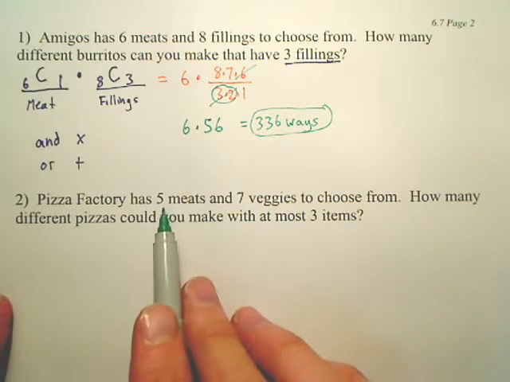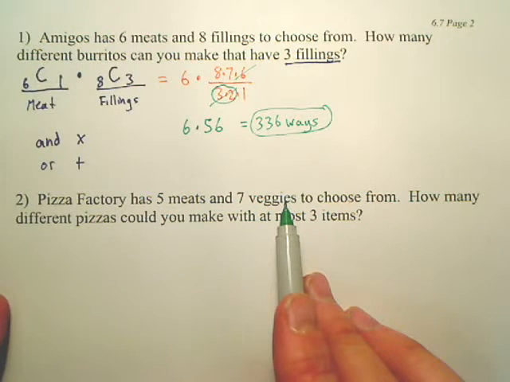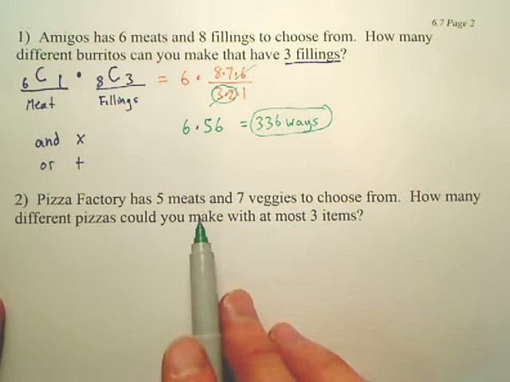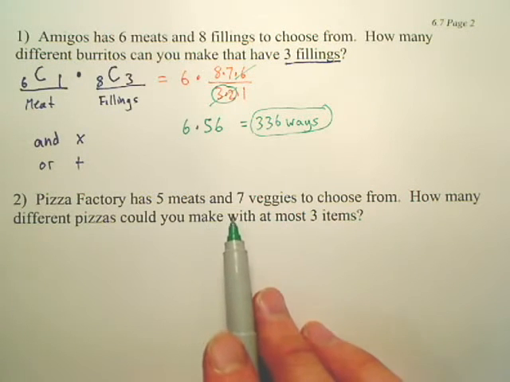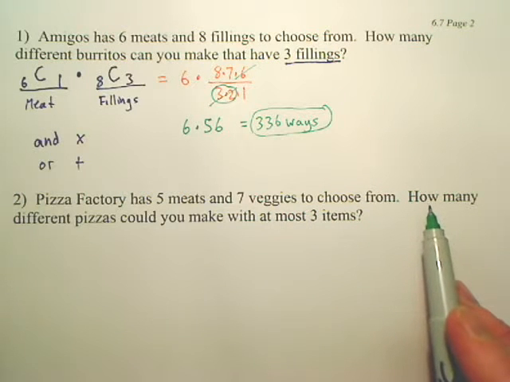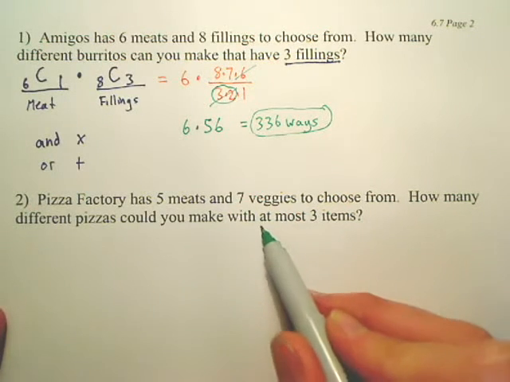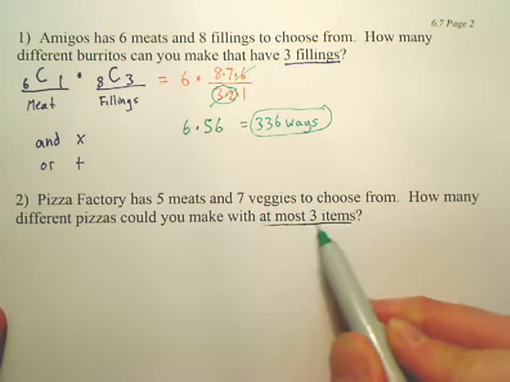Okay, the next one. Pizza Factory. To choose from, we have 5 meats and 7 veggies. They probably have more than that. By the way, assume it's all the same size. And they have cheese on them, given. Cheese is normally not added cost. How many different pizzas could you make that have at most 3 items?